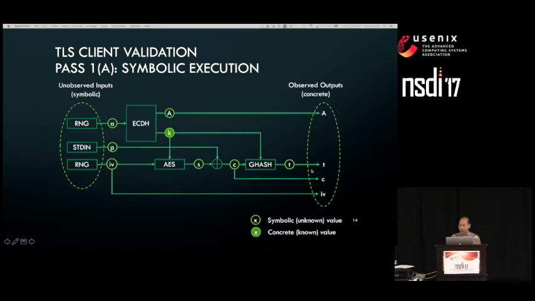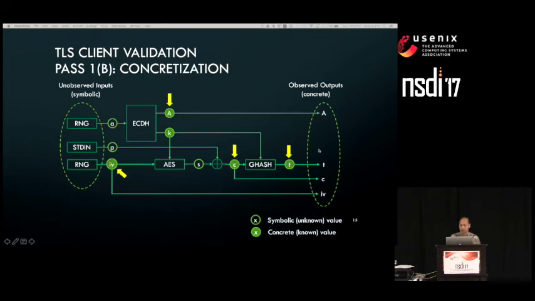However, once we get to the end of the first pass, we reach a network send point, and then we can now set the expressions equal to what we saw over the network, the thing that we're trying to verify. And once we see that, we've learned all of these things. So we've learned the initialization vector, we've learned the public value of Diffie-Hellman, we've learned the ciphertext, we've learned the tag.